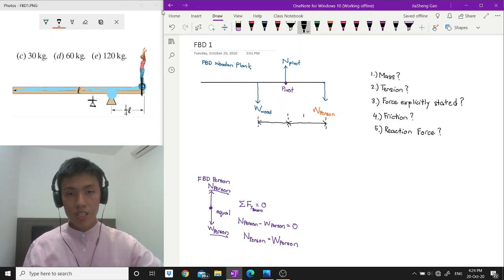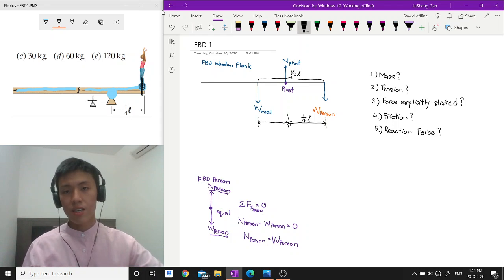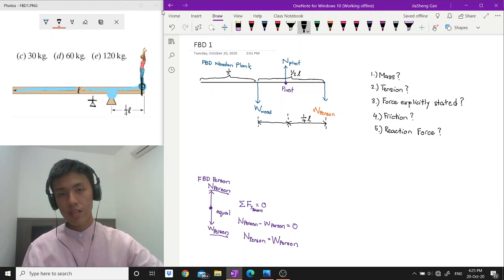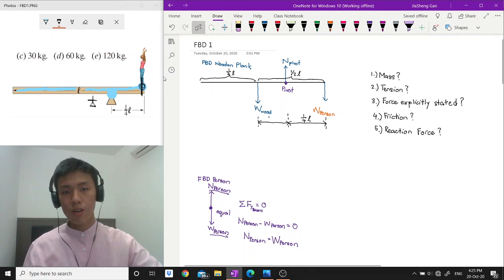They tell you that this is 1/4 of the length of the plank. You know that the weight of the wood is at the center, right? From here to here is half of the length. If this is half, then here is half at the middle. So in that case, if this is half, this is 1/4. If this is half, this is 1/4. Then what you're left with over here is just 1/4 L.